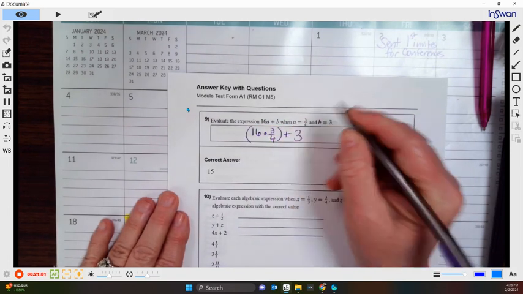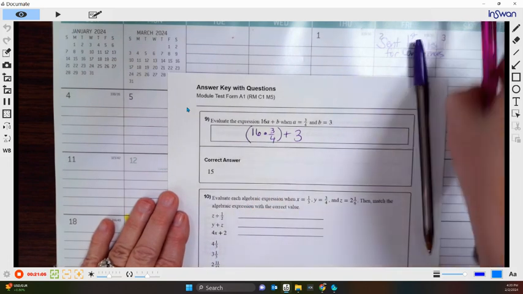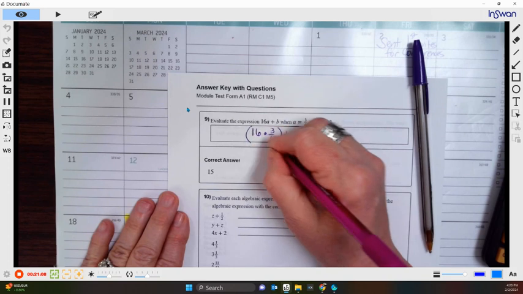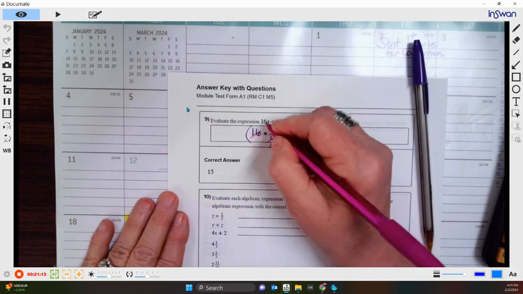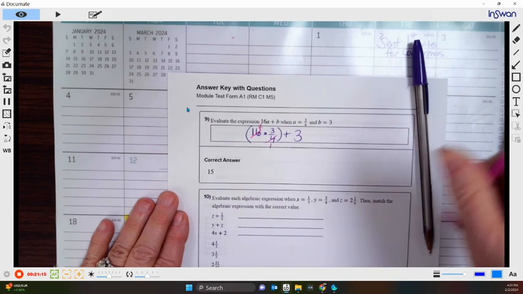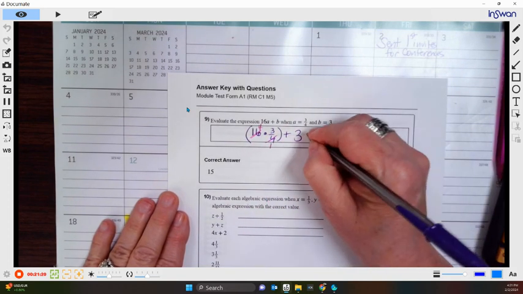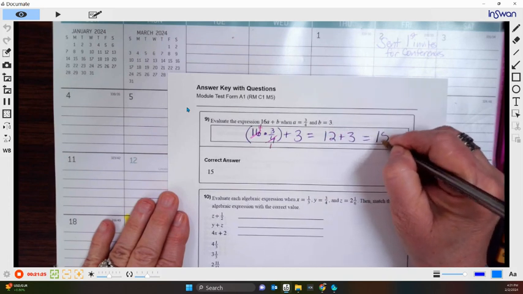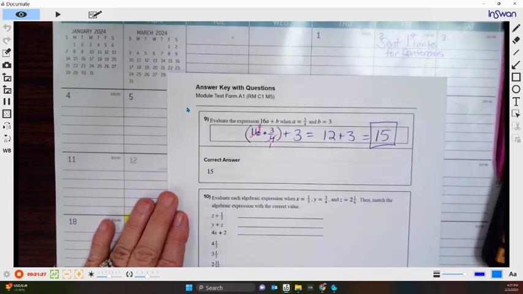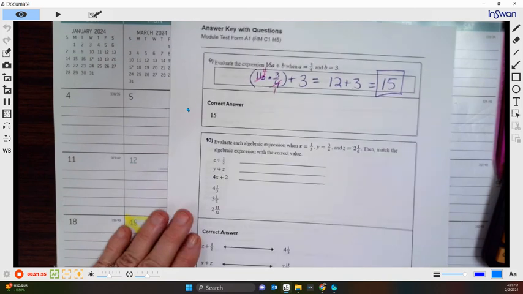b is 3. So if I look at this, I could do 16 times 3 and divide it by 4. Or if you notice, 4 goes into 16, so I can cross simplify. 4 goes into 4 one time. 4 goes into 16 4 times. And if you look at that, that would be 4 times 3, which is 12, plus 3. And 12 plus 3 is 15. 15 is your final answer on that. We just wrote it, plugged them in, did the operations, and then followed our order of operations to solve.